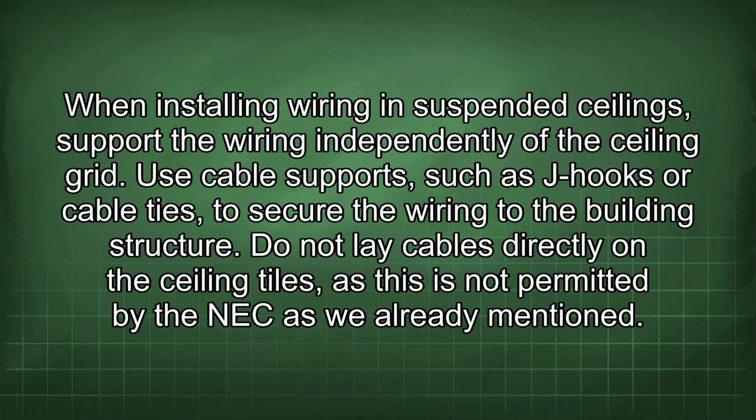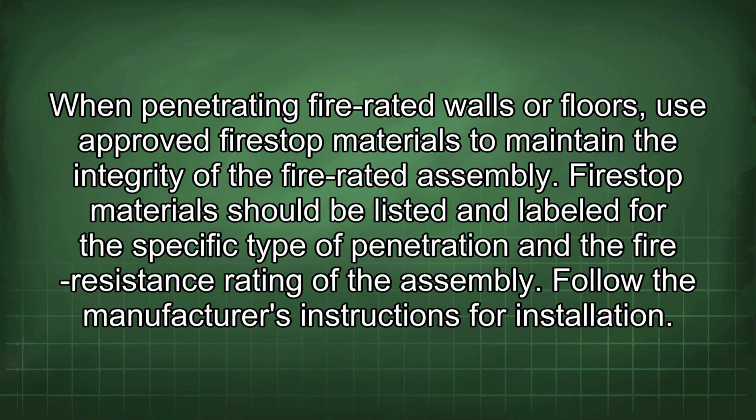When installing wiring in suspended ceilings, support the wiring independently of the ceiling grid. Use cable supports, such as J-hooks or cable ties, to secure the wiring to the building structure. Do not lay cables directly on the ceiling tiles, as this is not permitted by the NEC, as we already mentioned. When penetrating fire-rated walls or floors, use approved fire-stop materials to maintain the integrity of the fire-rated assembly.